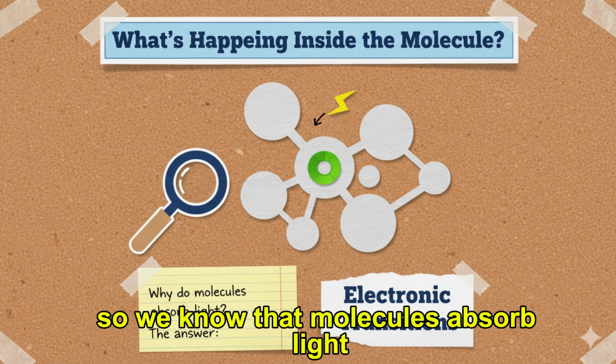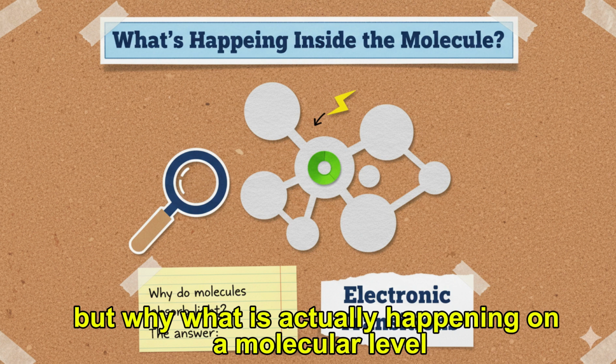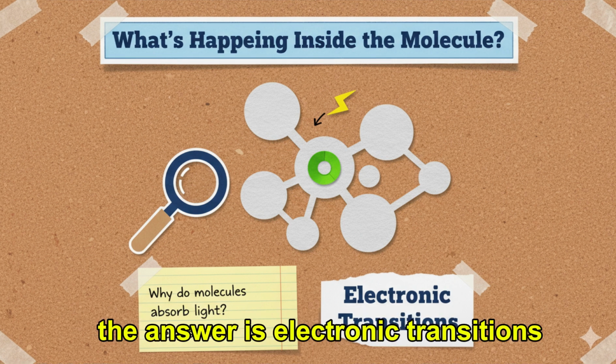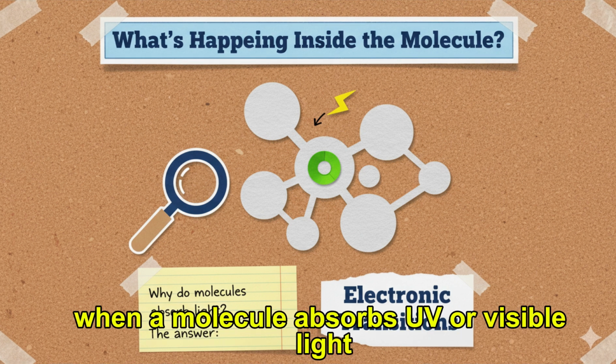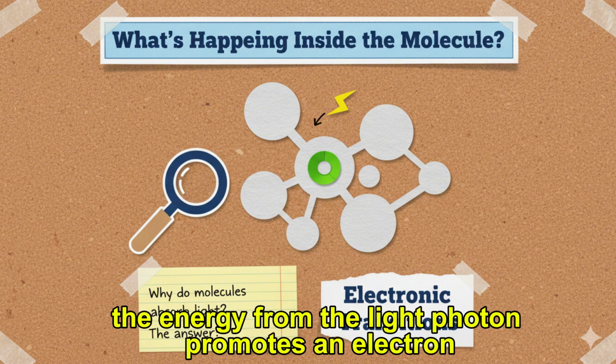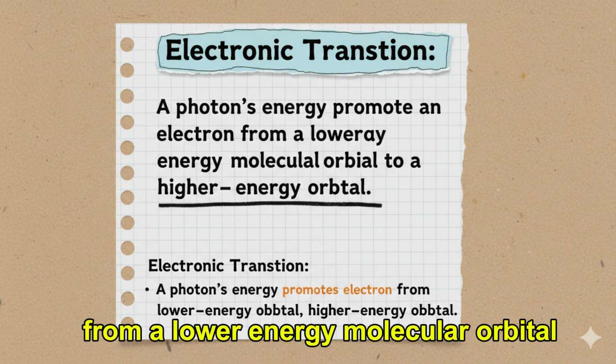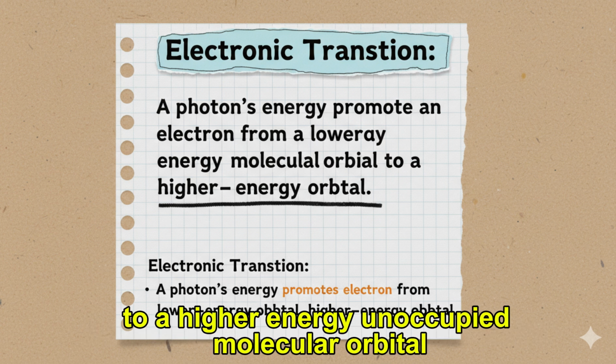So we know that molecules absorb light, but why? What is actually happening on a molecular level? The answer is electronic transitions. When a molecule absorbs UV or visible light, the energy from the light photon promotes an electron from a lower energy molecular orbital to a higher energy unoccupied molecular orbital.